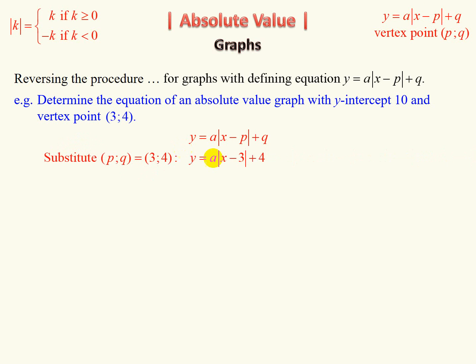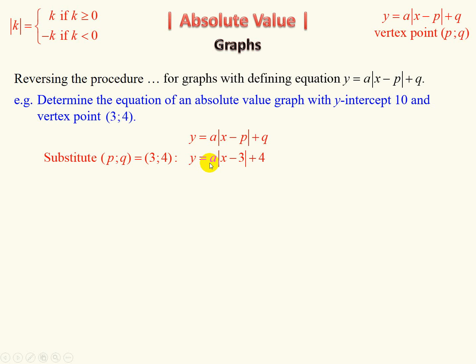So here we go. y equals a|x - 3| + 4. We've just gone literally and substituted back into the equation. Now, the problem is to find the value of a.